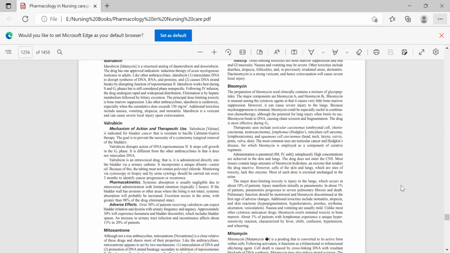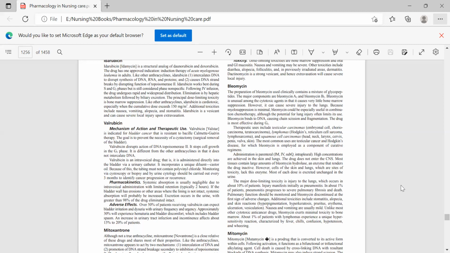Additional toxicities include stomatitis, alopecia, and skin reactions. Hyperpigmentation, hyperkeratosis, pruritus, erythema, ulceration, and vesiculation are common in these skin reactions. Nausea and vomiting are mild, and unlike other cytotoxic anti-cancer drugs, bleomycin exerts minimal toxicity to bone marrow. About 1% of patients with lymphoma experience a unique hypersensitivity reaction characterized by fever, chills, confusion, hypotension, and wheezing.